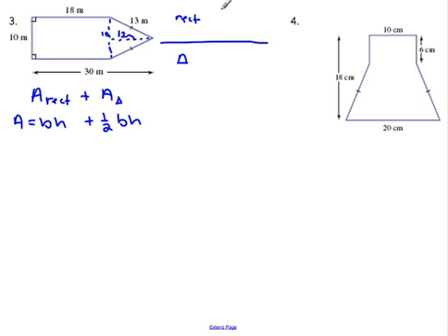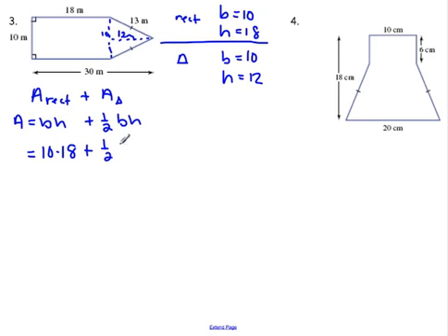So for my rectangle, my base might be 10. My height might be 18. For my triangle, my base is also 10, but my height is 12 meters. I'll then go through and substitute these. The base of the rectangle, again that's 10 times the height of 18. This would be plus 1/2, 10 times 12.